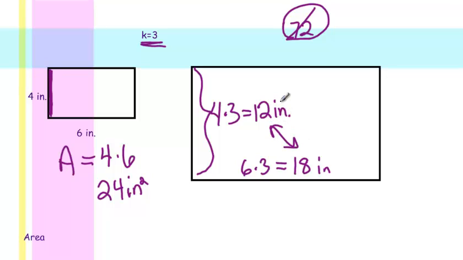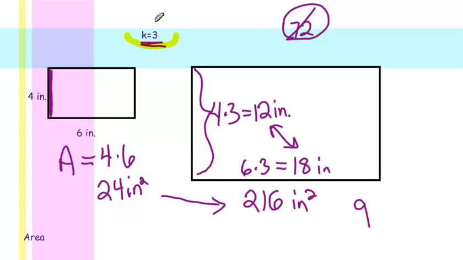12 times 18, base times height. 12 times 18 is 216 square inches. Well, how many times bigger is 216 than the original 24 square inches? If you do 216 divided by the 24, you notice that it is 9 times bigger. Notice the relationship, or what kind of relationship can you see between a K equaling 3 and a 9?